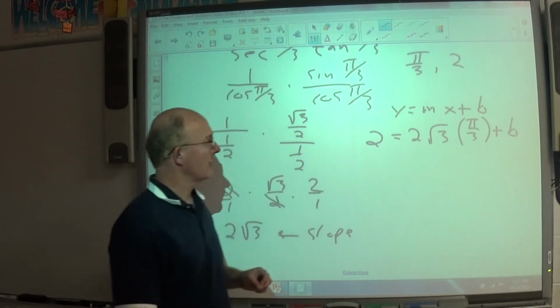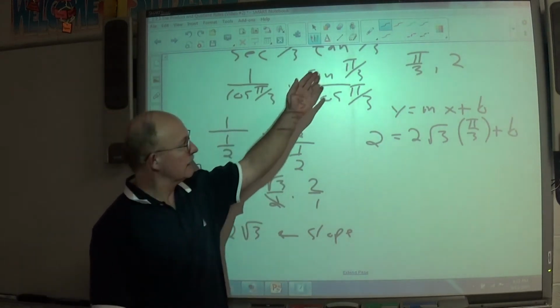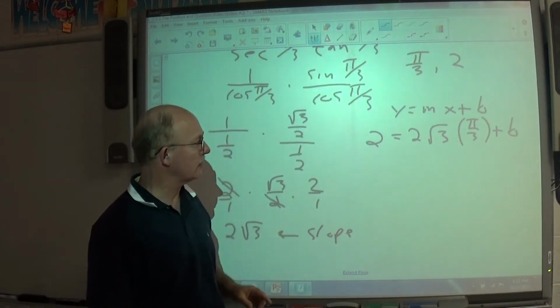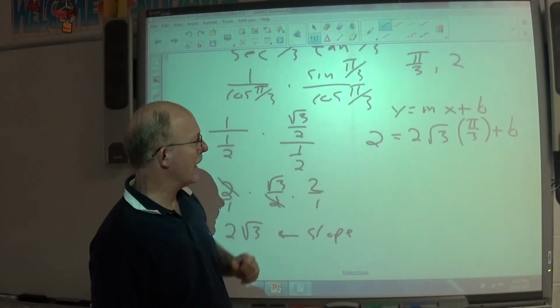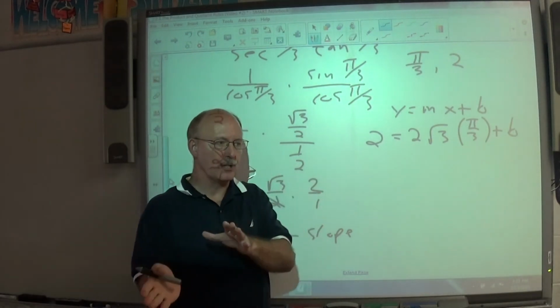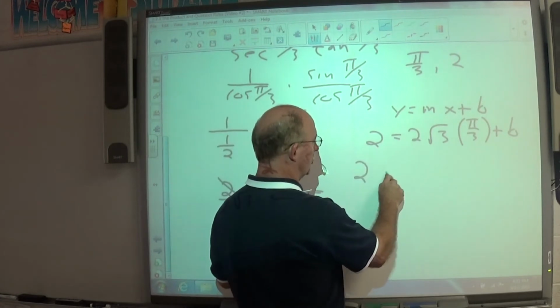Okay, plus b. So take the 2, plug it in for y, take the pi over 3, substitute it in for x. And we're going to solve this equation for b. Now remember, you always multiply the slope and your x value first. So it's going to be 2 equals.